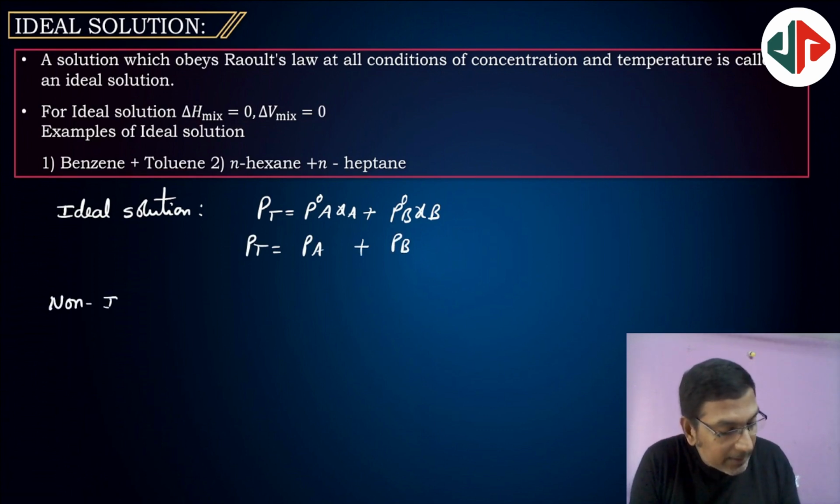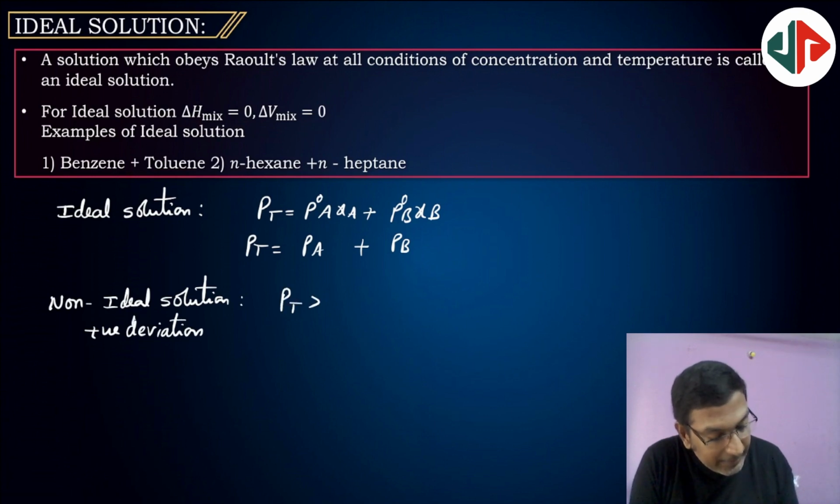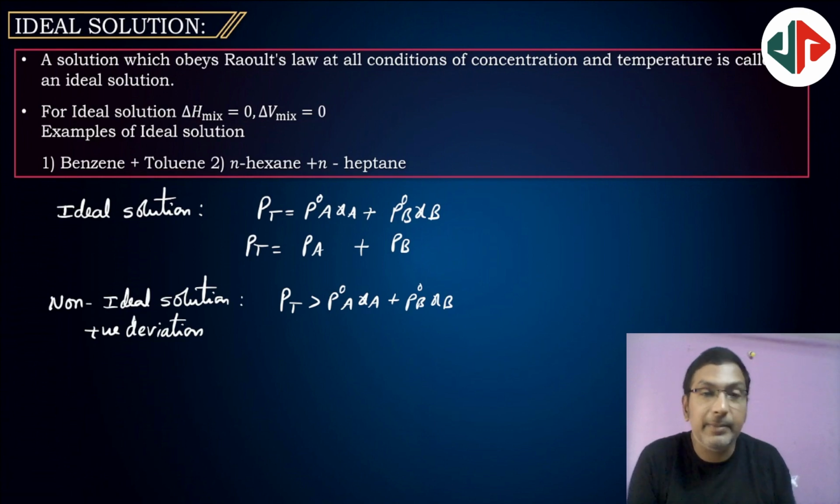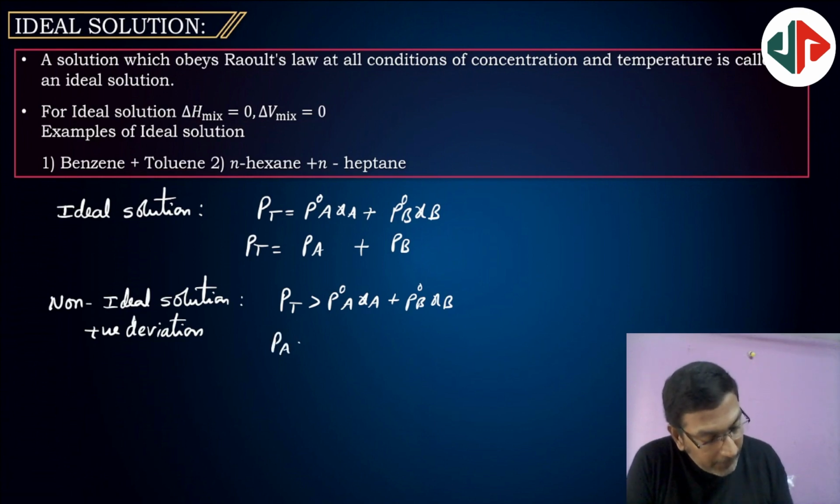Next, non-ideal solution which is showing positive deviation. Remember like this. Positive means PT greater than P naught A XA plus P naught B XB, or PA greater than P naught A XA and PB greater than P naught B XB.